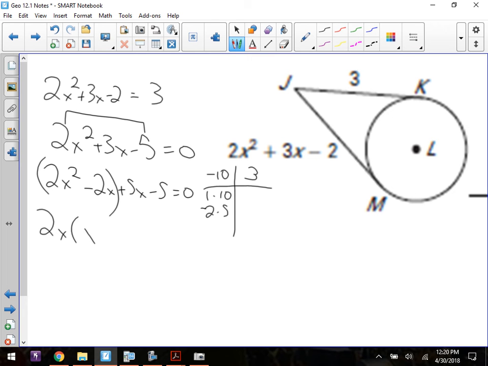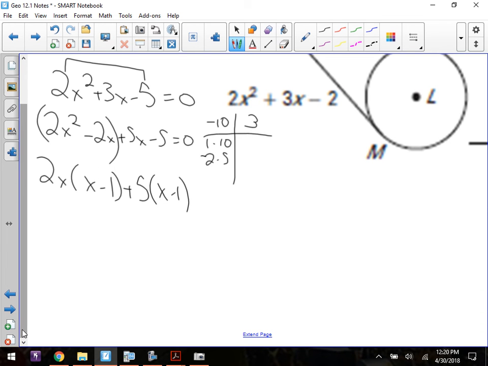You're left with x minus 1. What do the 5x and the 5 have in common? 5. So you factor out a 5. Oh, just 5, because one has an x and the other one doesn't. And you're left with x minus 1. Are the 2 things that are in parentheses the same? Yep, that's a good sign. That means you're doing it right. You write that down. And what's left? 2x plus 5.